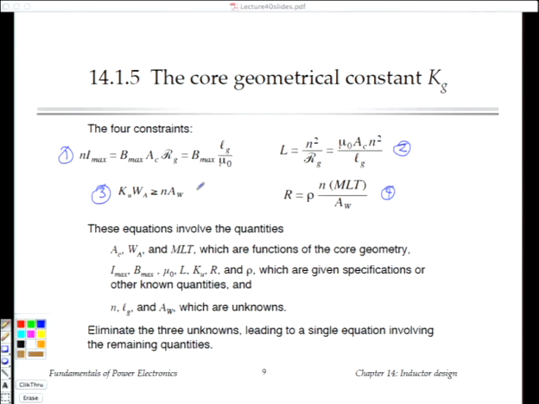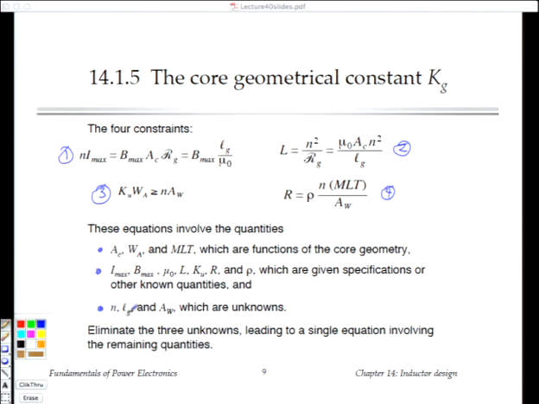Now, if you go right down all the different variables in these equations, there's 3 kinds of variables. This first list here is the core cross-sectional area, the core window area, and the mean length per turn. These are all functions of the geometry of the core. So if you choose a bigger core, you make those things bigger. The next list are specifications, or things that are known. So we have to specify maximum current, what flux density we want to run at, and so on. And then the last 3 quantities are just complete unknowns that we have to solve for.